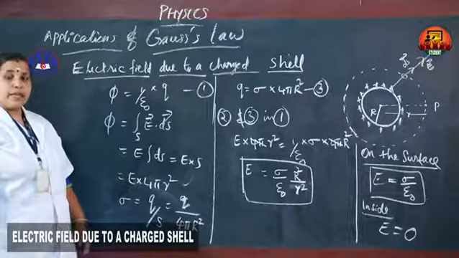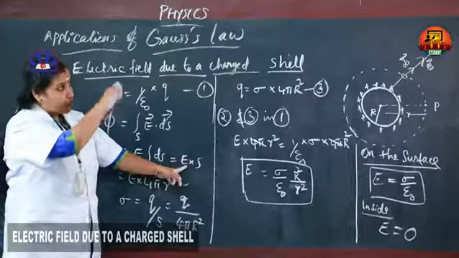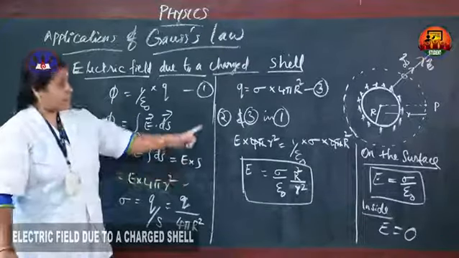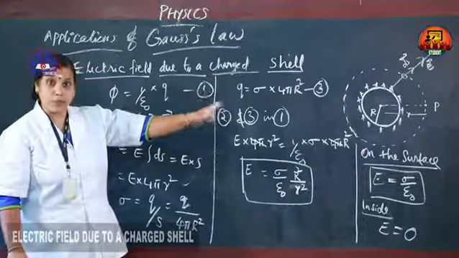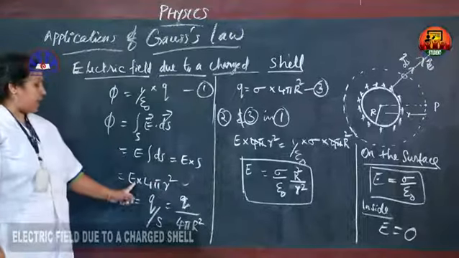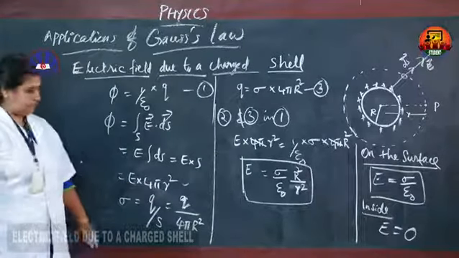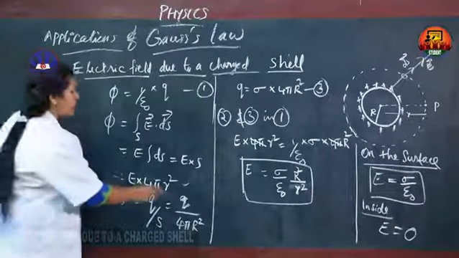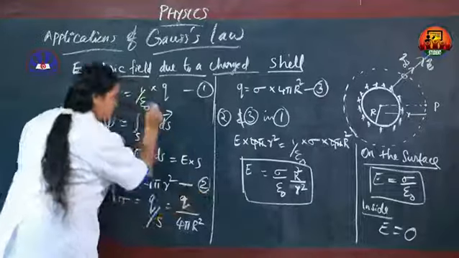Clear? Now tell me, what is the surface area of that Gaussian spherical surface? Since its radius is small r, we can write the flux as E into 4 pi r square. Mark this equation as 2.